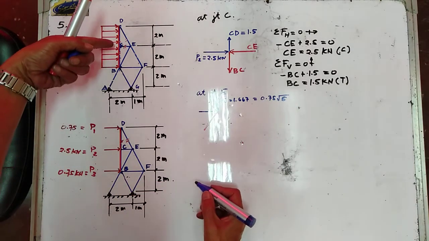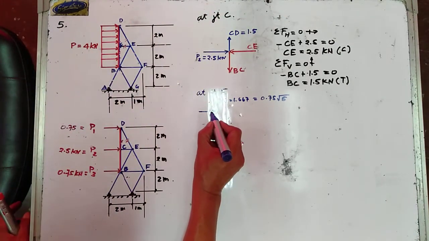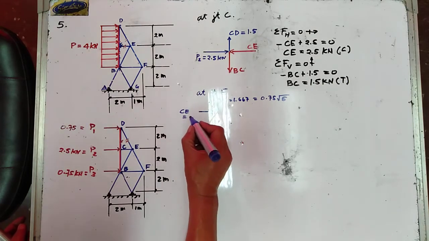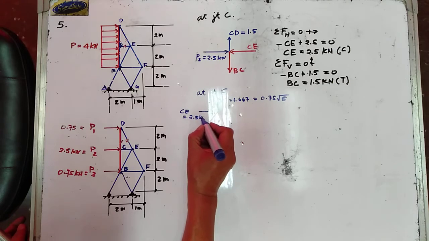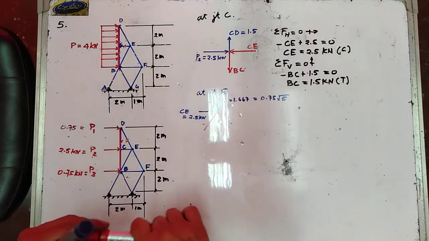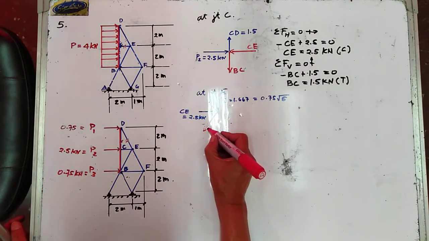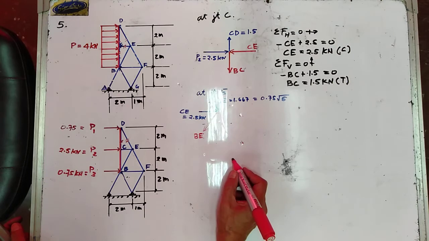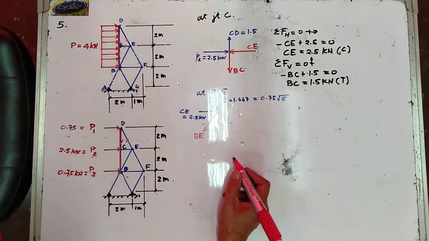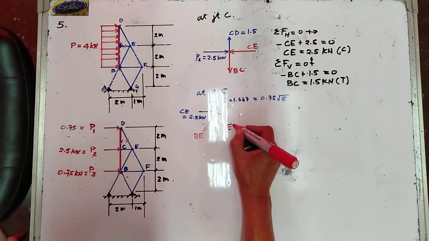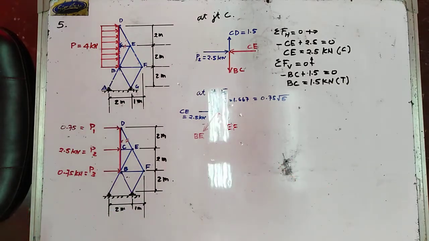And then we have your CE, which is in compression. So this is now your CE. And CE is equal to 2.5 kilonewtons. Now your BE, I will assume BE to be in tension. So this is your BE. And your member EF to be in compression. So this is now your EF.